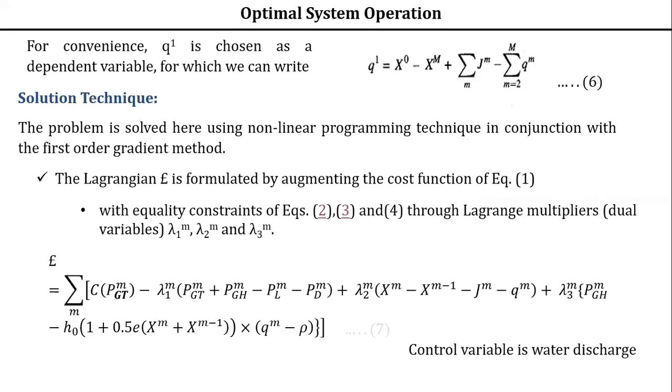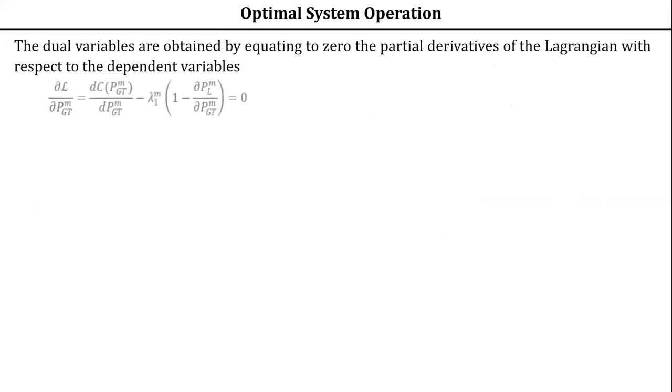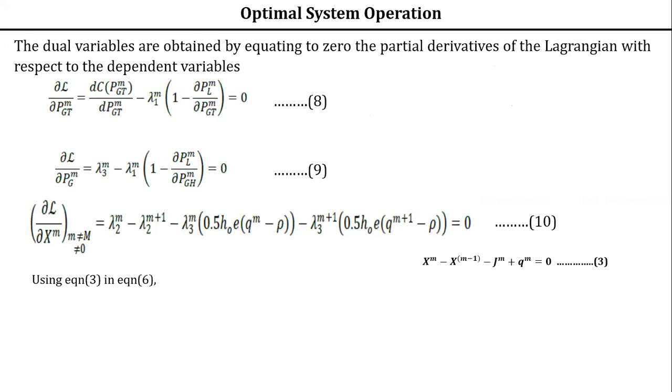In this equation, see, what is the control variable? I told you several times, isn't it? It is your rate of water discharge. I didn't get an answer. That is your control variable. So what is your control variable? Water discharge. Understood? That is Q.